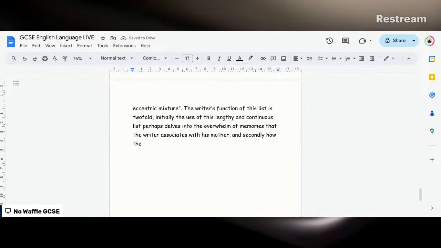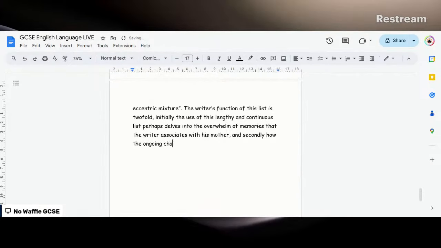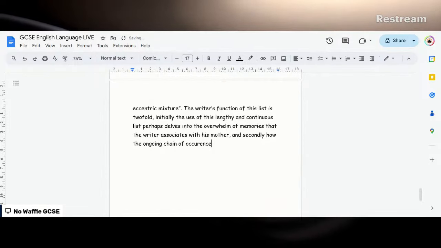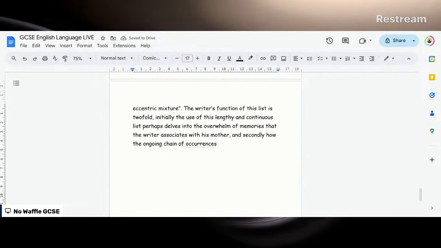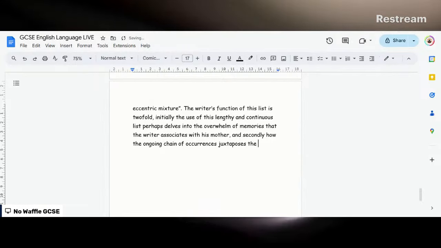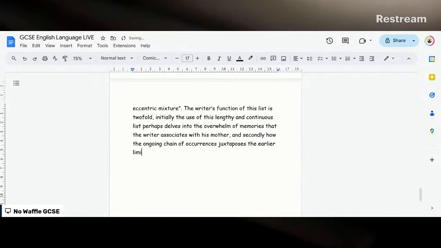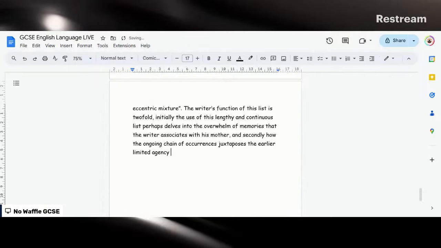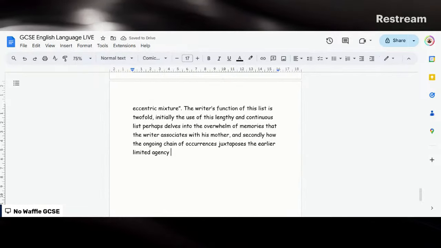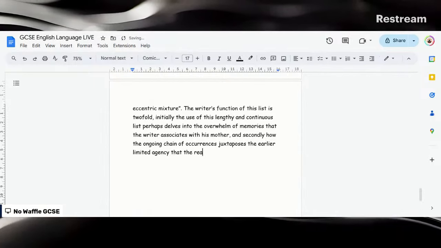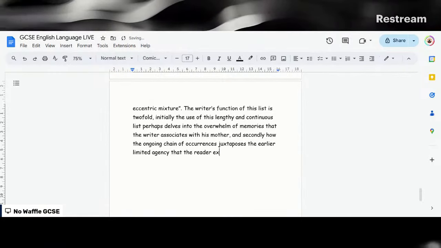how the ongoing chain of occurrences juxtaposes the earlier limited agency, which just means the fact that there's very limited definition in this case, that's what we're saying, the limited agency that the reader experienced.